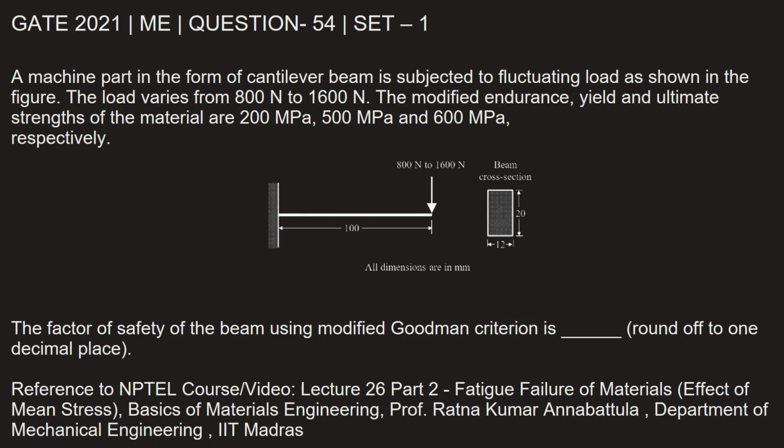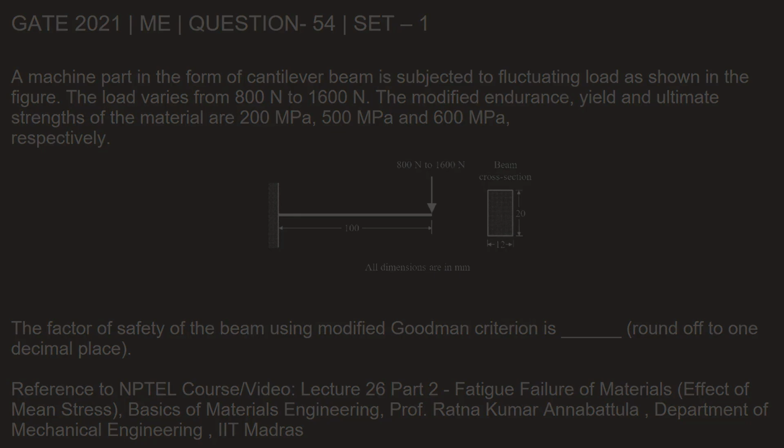This question is from GATE 2021 Mechanical Engineering Paper Set 1, question number 54. A machine part in the form of a cantilever beam is subjected to a fluctuating load as shown in the figure. The load varies from 800 Newton to 1600 Newton. The modified endurance, yield and ultimate strengths of the material are 200 megapascal, 500 megapascal and 600 megapascal respectively. The factor of safety of the beam using the modified Goodman criteria is dash, rounded off to 1 decimal place.